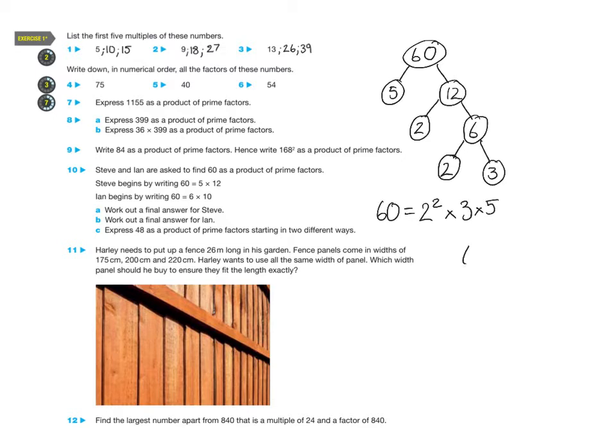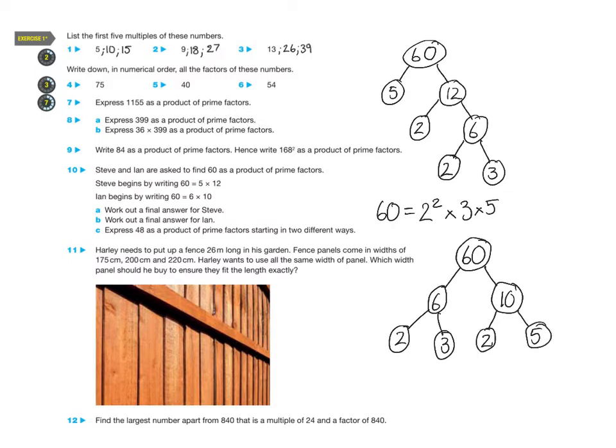Now Ian is also my dad's name, but he is starting off with 6 and 10. Because 6 is not a prime factor, we can still divide it up into prime numbers, 2 and 3, and 10 is going to be 2 and 5. So 60 as a product of its prime factors, according to Ian, is also going to be 2 squared times 3 times 5. What they're wanting to point out here is that it doesn't actually matter what you divide by first, as long as you carry on trying to find the prime factors as you go along.